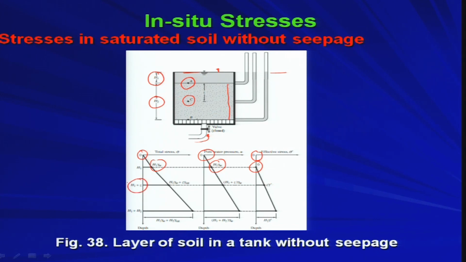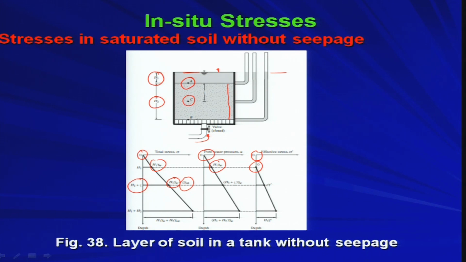At that point the total stress will be h1 into gamma w because of the free water, plus z into gamma saturated, right. Your soil is completely saturated. So z into gamma saturated plus h1 into gamma w will be the total stress.